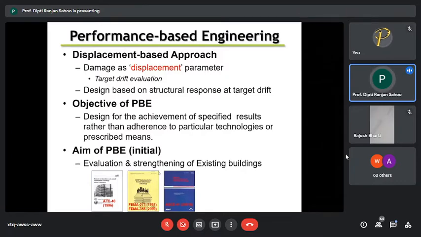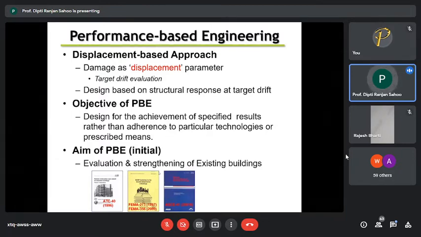For example, I design the structure to get a drift of 1%. I'm talking about inelastic drift. But your current code will not tell you, if you design the structure, what drift you are going to get. So rather than following prescriptive guidelines, you design the structure to get that drift. You design the structure to get that yield mechanism, strong column, weak beam.